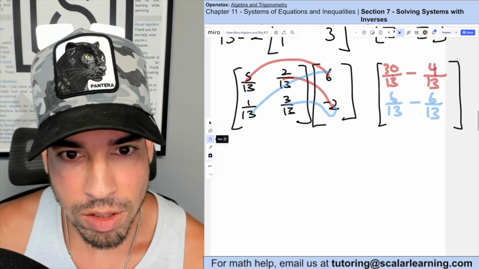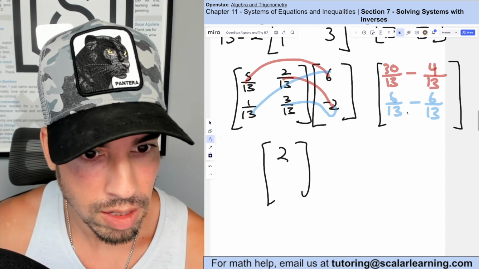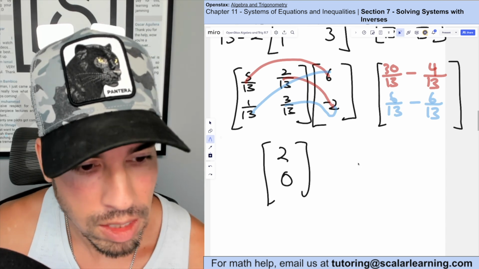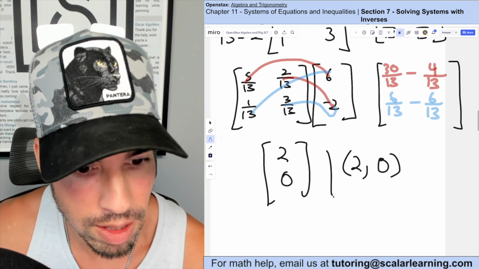Now, as we simplify this, 30 minus 4 is 26. 26 over 13 is 2. And then that's, of course, just going to be 0, which means our x solution is 2, our y solution is 0. That's how you do it.